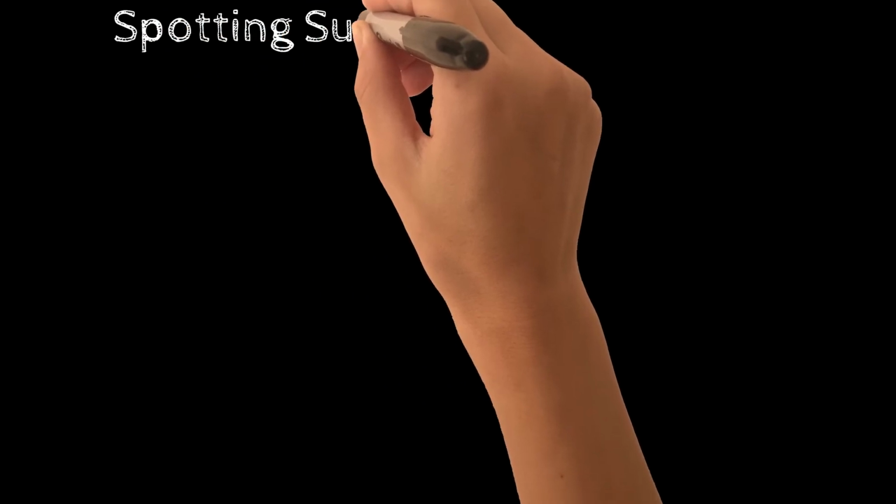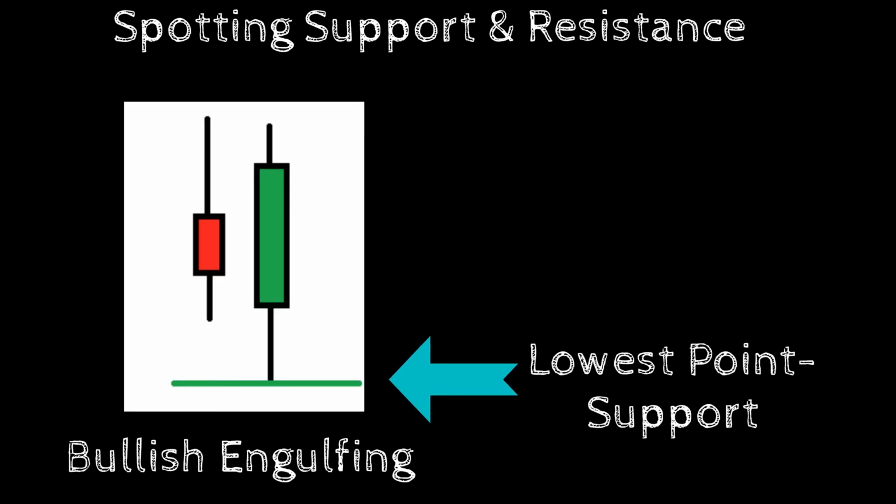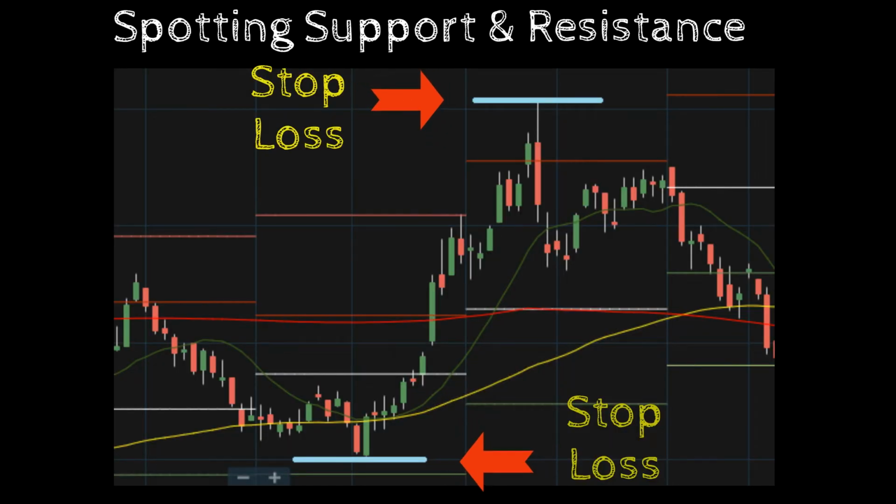A trader can use the engulfing pattern as support or resistance. For a bearish engulfing pattern, the high becomes the resistance. Here it is important to note that the high can be of the red candle or the green candle. Similarly, for a bullish engulfing pattern, the lowest point becomes the support. A trader can place the stop loss accordingly and trade on it.